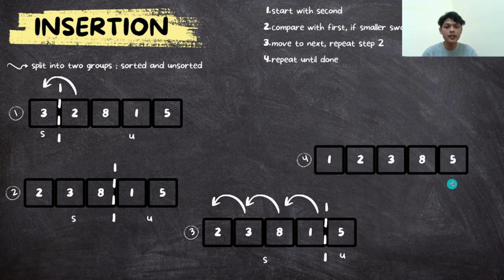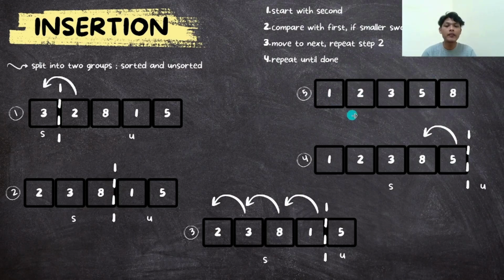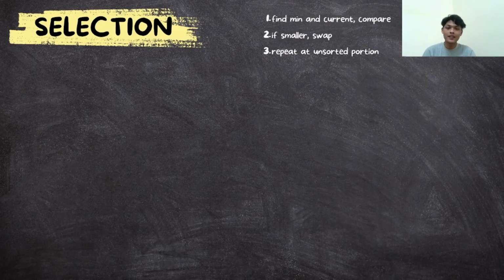Now we go to the next, which is 5. So we repeat the same steps again. As you can see here, 5 is smaller than 8, so we swap it. And after you swap it, you have done it. This is the sorted part, and this is the unsorted part. And this is the array after we swapped and sorted it. So that's insertion.